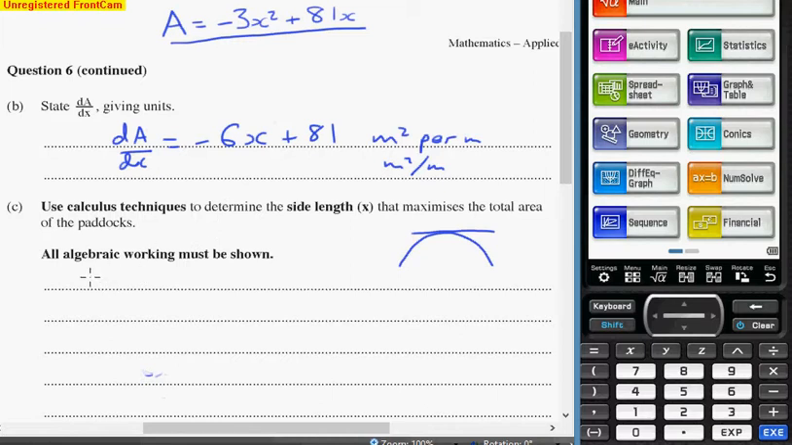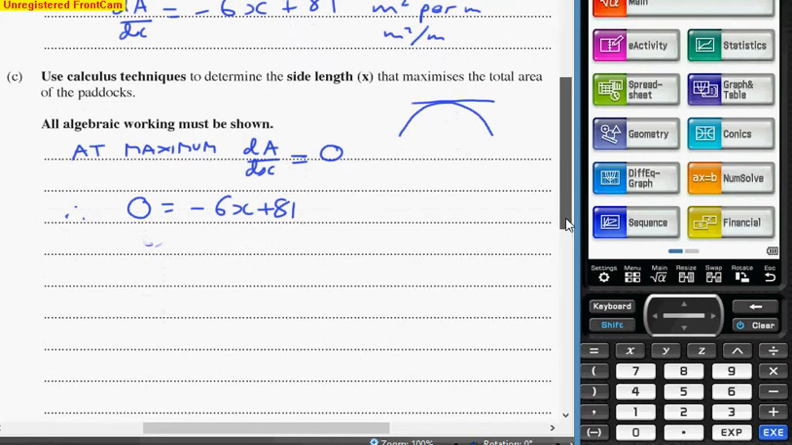But we have to write that down first. So we have, at the maximum, dA over dx, which is our derivative, which is our gradient, is equal to 0. Therefore 0 equals, now I've already done the differentiating here, so I know what dA by dx is. It's negative 6x plus 81. And I just have to solve that to find what x is.